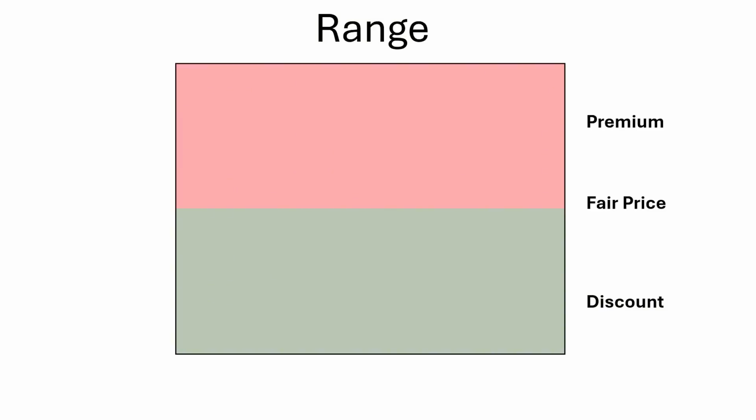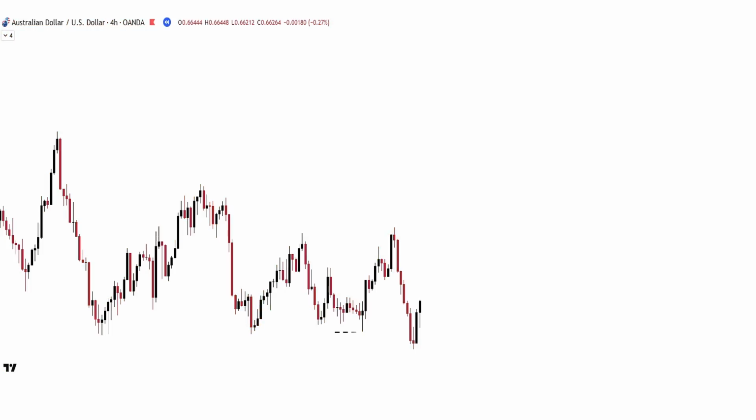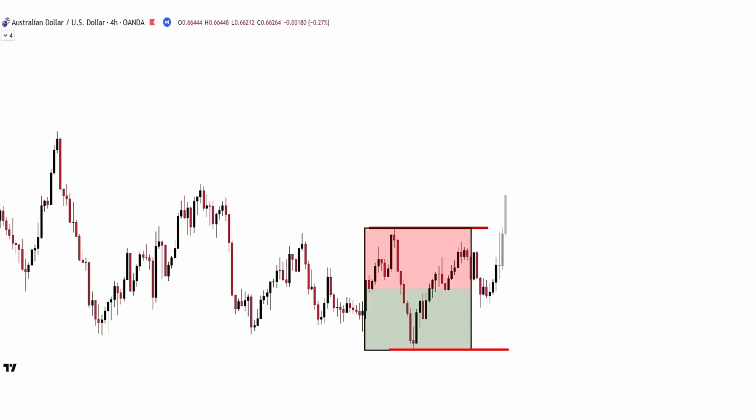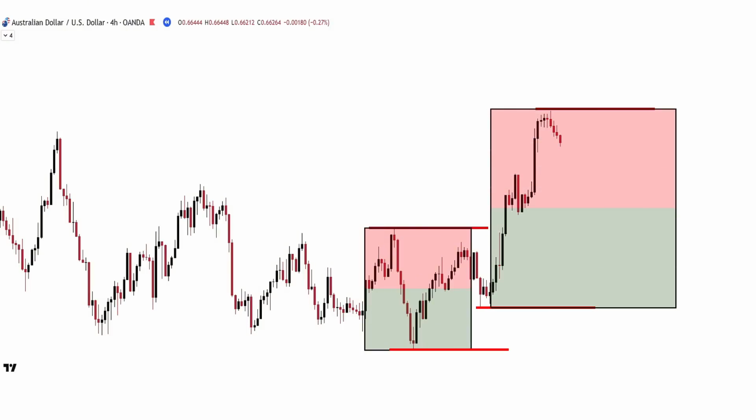So to keep it simple for now, we're splitting the range into 3 parts: discount, fair price, and premium. So here you had your breakup structure, and now this is your range. This is your discount, and this is your premium. Price tried to react from that premium, failed, and broke structure. So now this is your range. And we're going to talk about why we didn't use this middle swing in the further chapters.